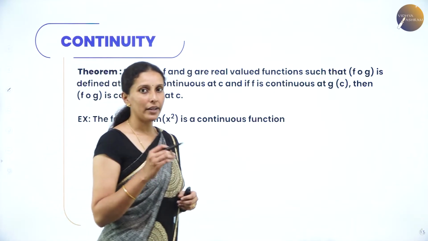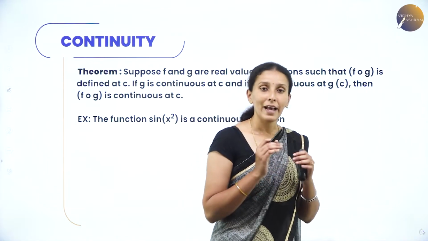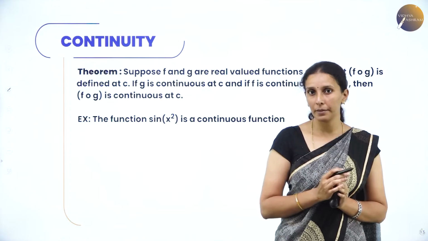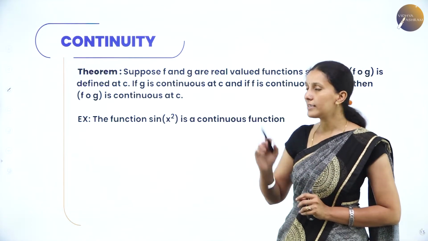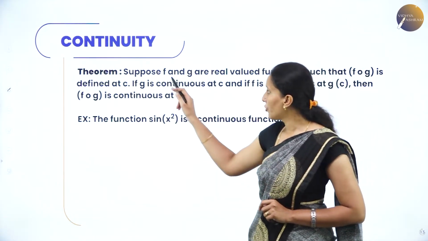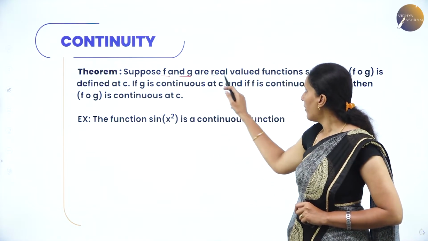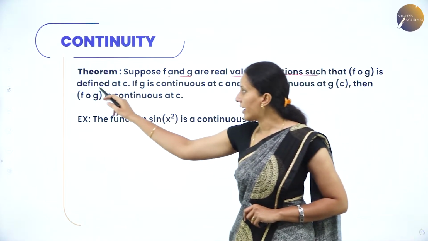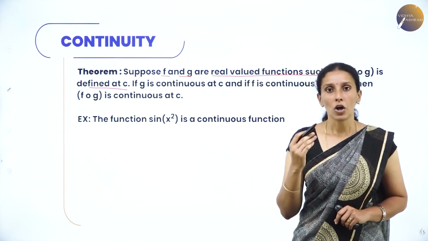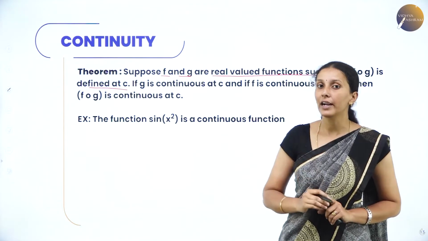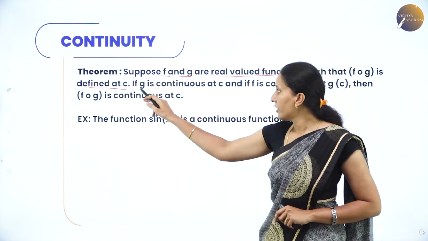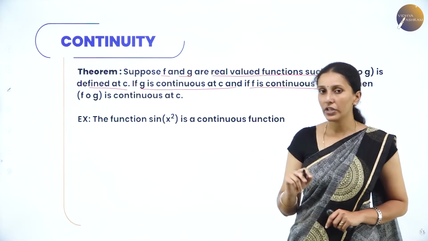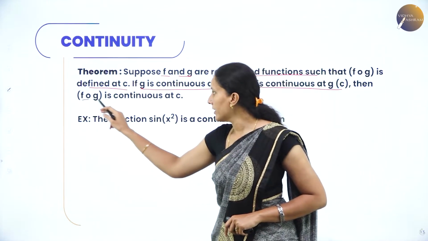So next we have a theorem on composition of functions. We have already learned what is composition of functions. A function of a function is nothing but composition of a function. What does this theorem say? Whenever we have two real valued functions f and g such that f naught g is defined at c, that is, the composition of functions is also defined at the particular point, and if g is continuous at c and if f is continuous at g of c, then f naught g is continuous at c.